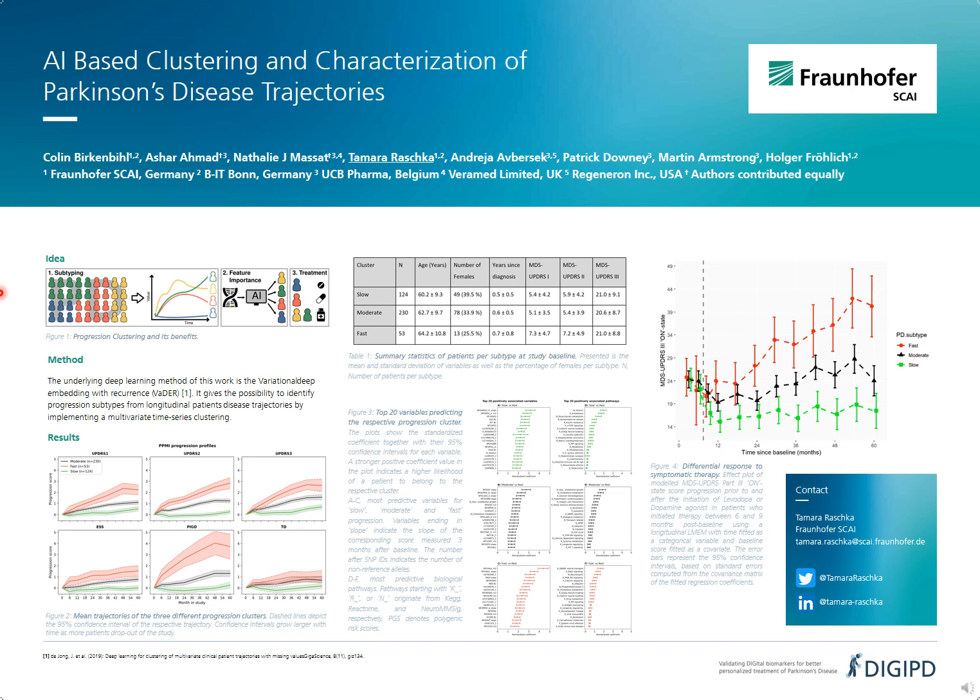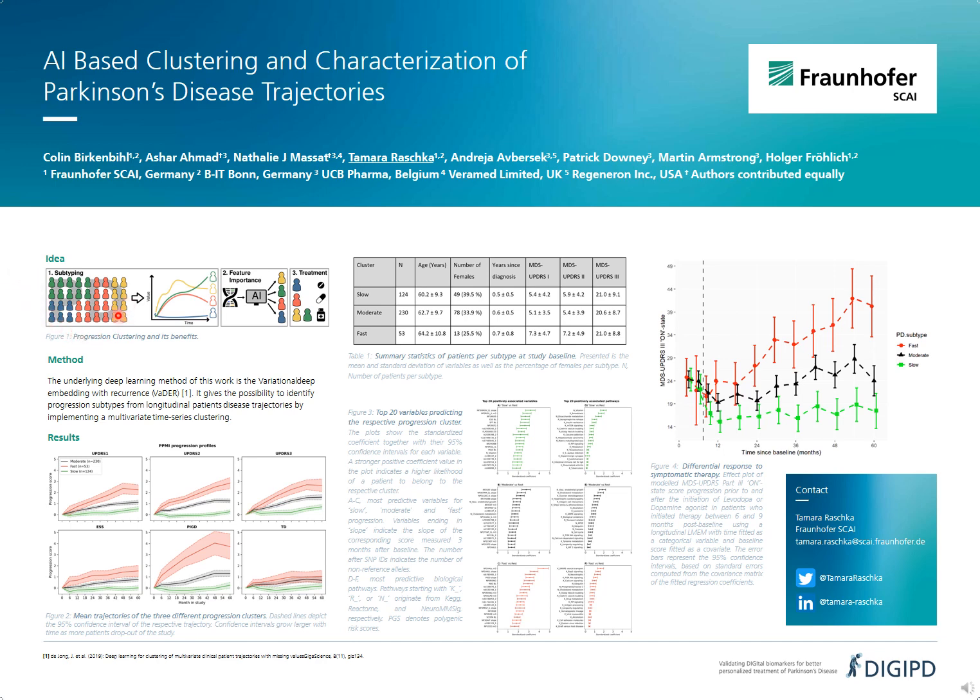Today I'm going to present our poster on AI-based clustering and characterization of Parkinson's disease trajectories. The main idea behind this work comes from the fact that Parkinson's disease causes a wide variety of symptoms, including motor and also non-motor symptoms. These symptoms, as well as the general progression rate of the disease, are highly variable across patients. And this variability can also then impede the design of disease-modifying trials.